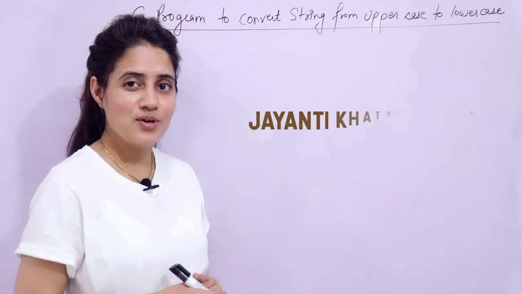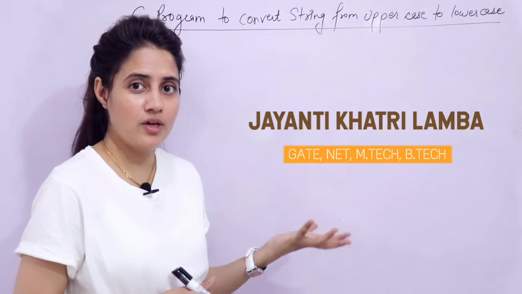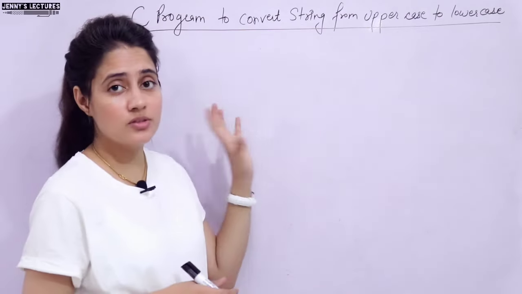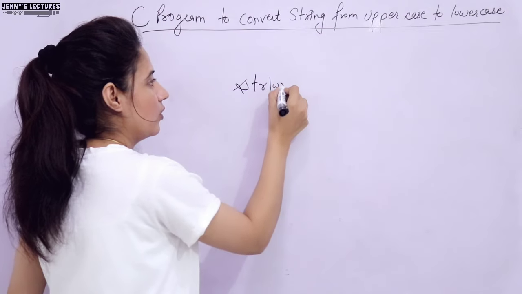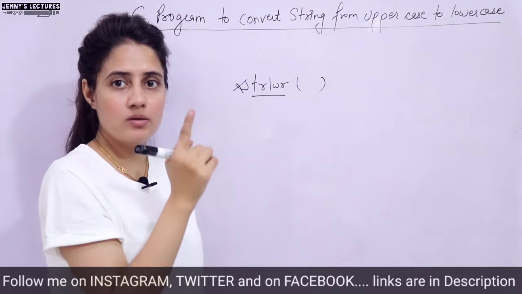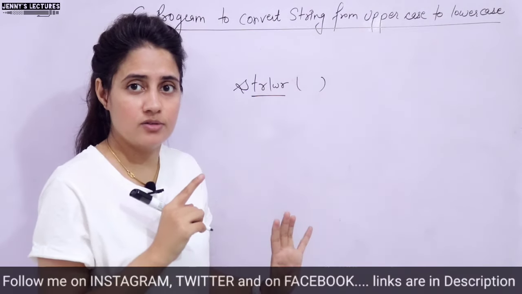So in the series of learning programming in C, we are discussing some programs on strings, some predefined functions that we can use on strings. In this video, we will talk about a program in which we will convert a string which is in uppercase letters to lowercase letters, and the function which is used, the built-in function, is strlwr. This is a function which is used to convert a string written in uppercase to lowercase letters, right?